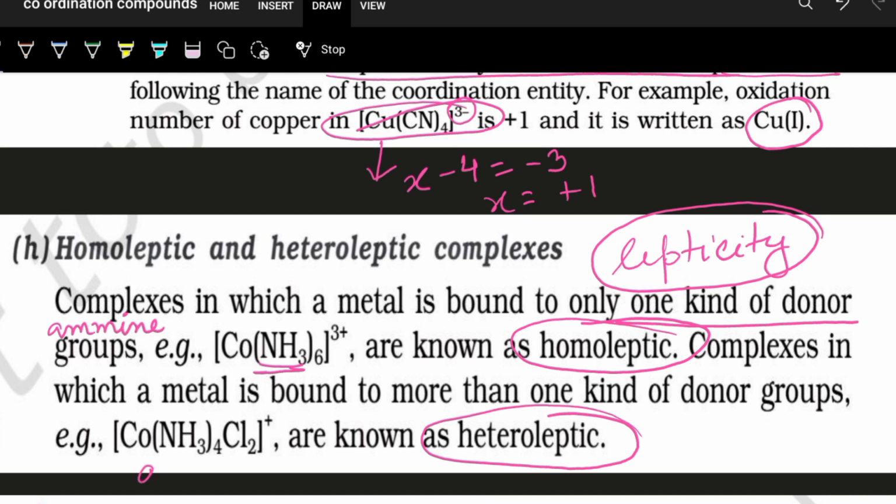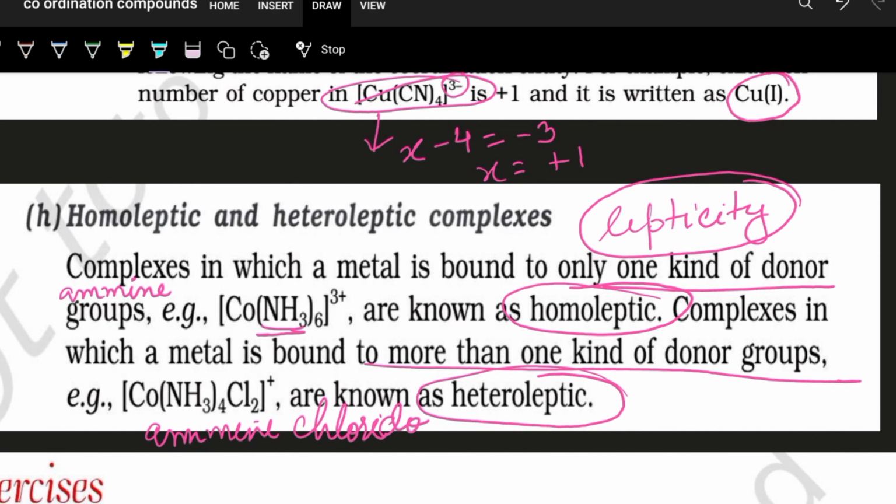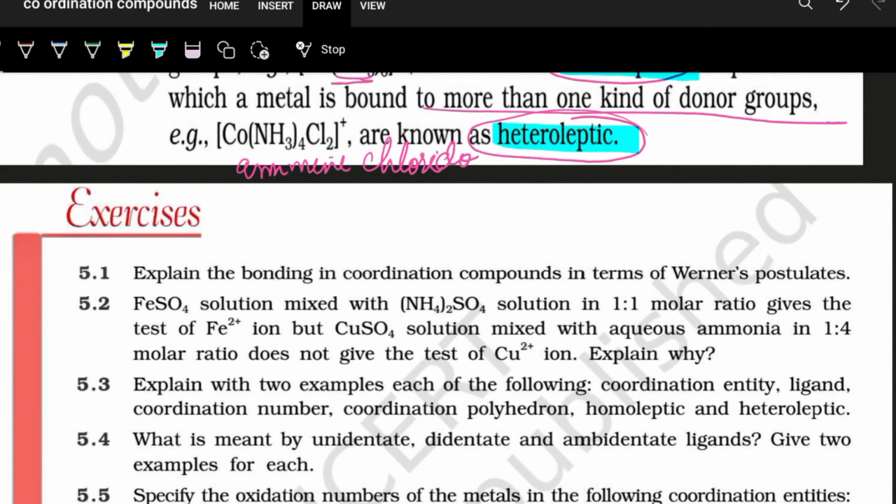But here it is amine with a double M as well as chlorido, and so it is heteroleptic, more than one kind of donor atom, so it is heteroleptic. So these are the two terms, one is homoleptic and the other is heteroleptic, depending on how many kinds of donor atoms are attached to the central metal atom or ion.